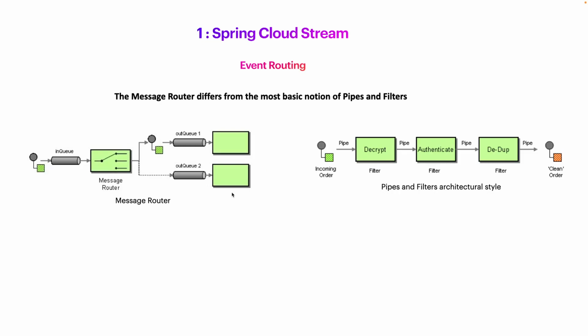Before going further, I would like to tell you that the message router differs from the most basic notions of, for example, pipes and filters. A key property of the message router is that it does not modify the message content. It only concerns itself with the destination of the message, which can be another topic or even another event handler. On the right side, we have pipes and filters. This is an architectural style that can filter, enrich, or modify the message. We are talking about the message router, which just routes the message and does not modify its content.